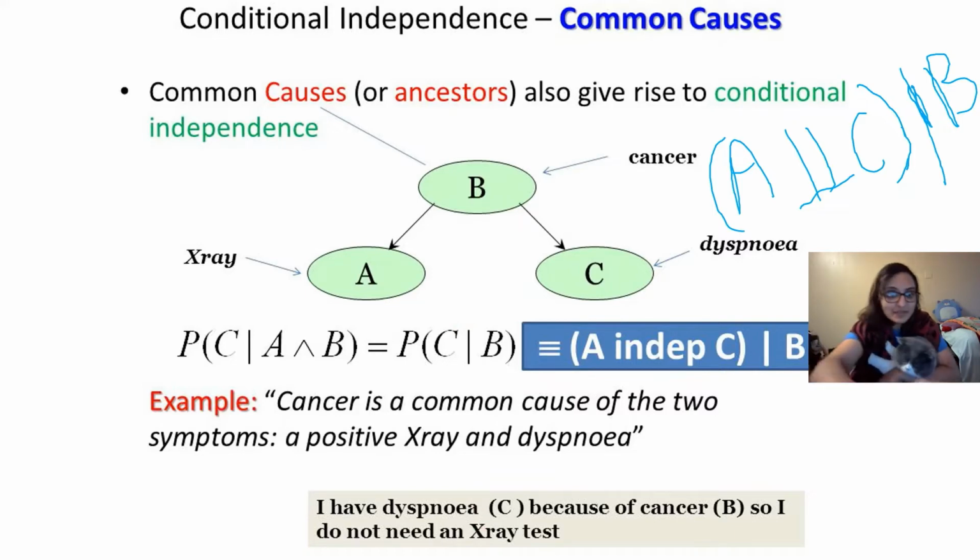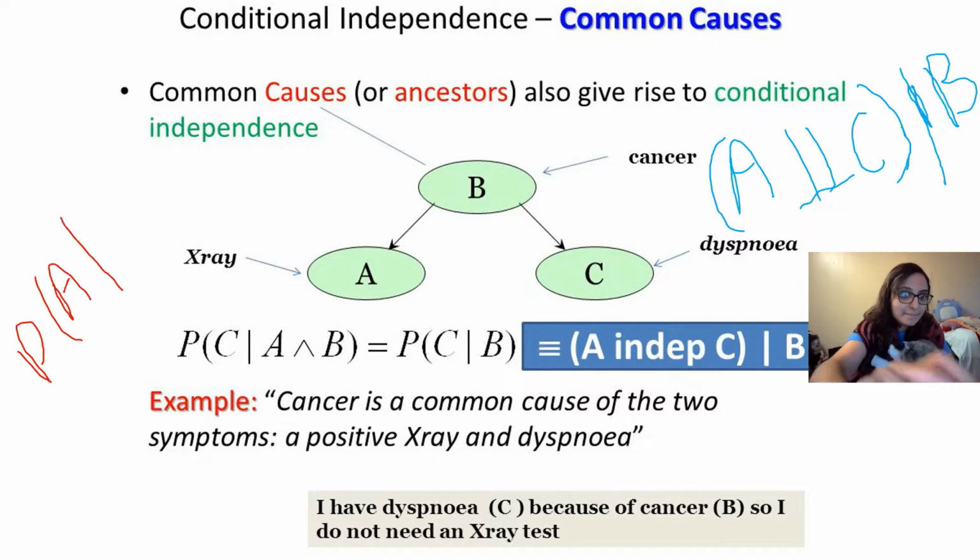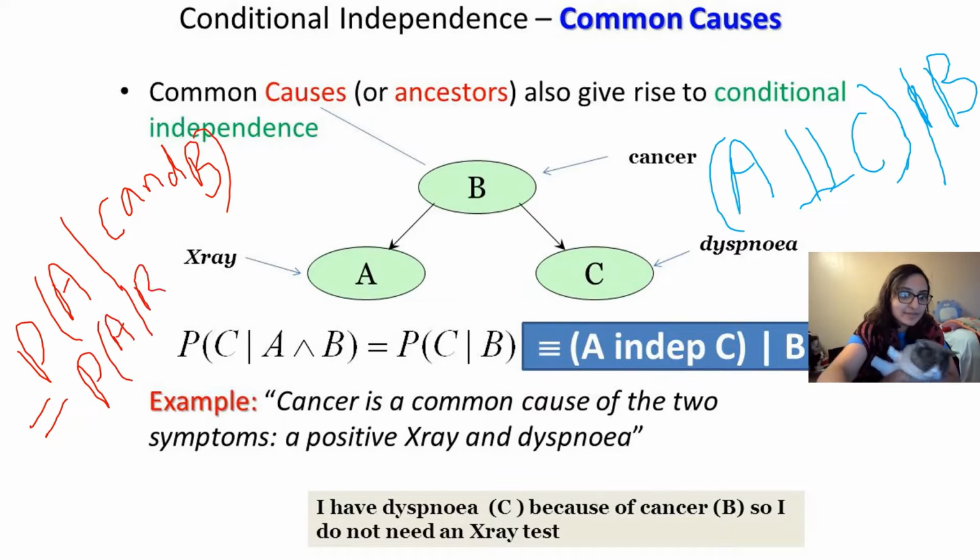Similarly, the probability of A given C and B equals the probability of A given B. So the probability of A given B is the same thing as the probability of A given C and B. It doesn't matter whether C occurs. If B occurs, knowing whether or not C occurs does not impact the probability of A occurring. It's just the probability of A given B.